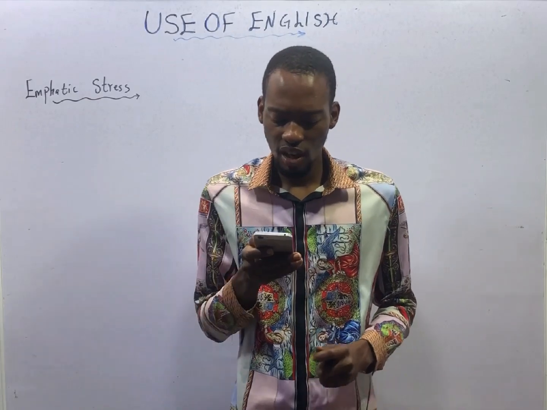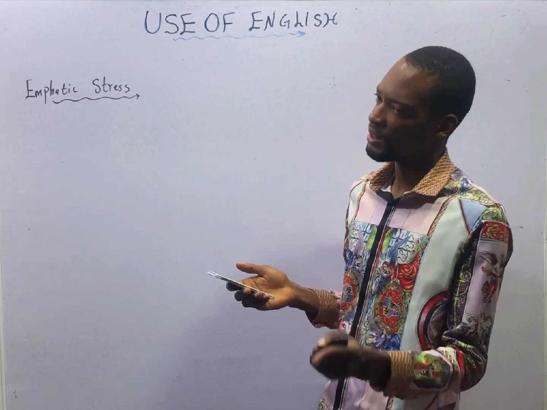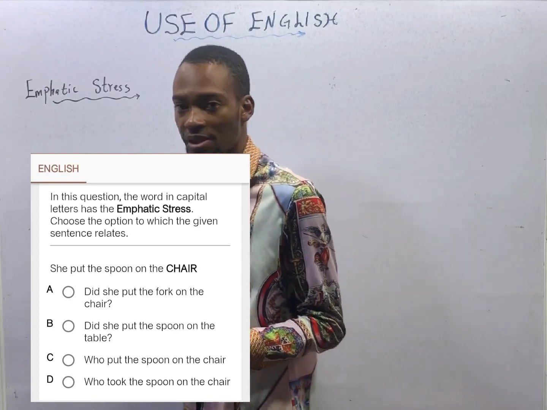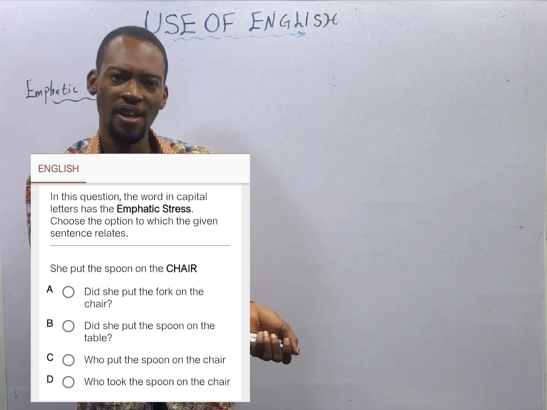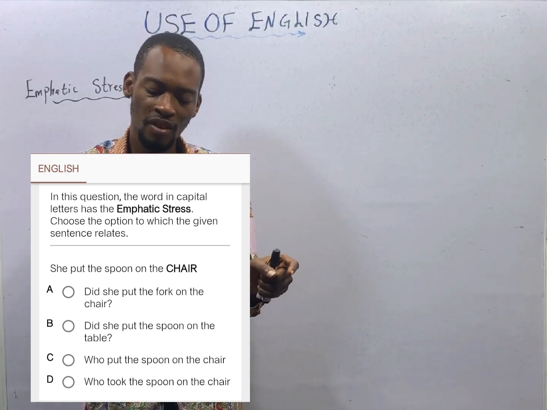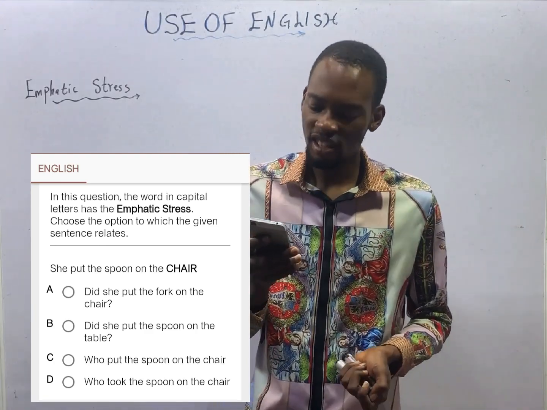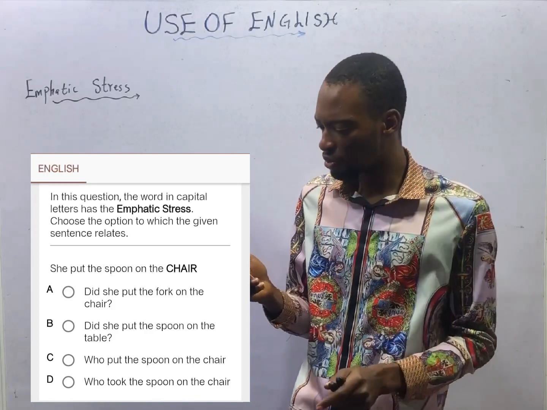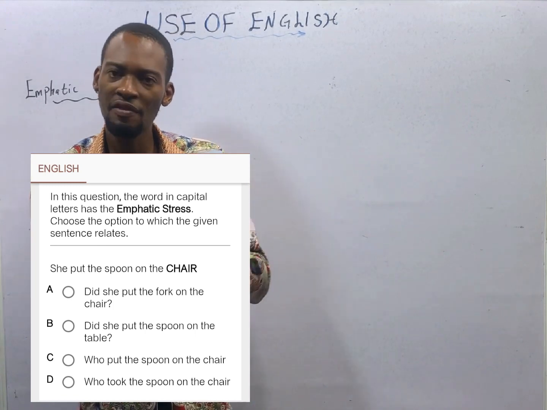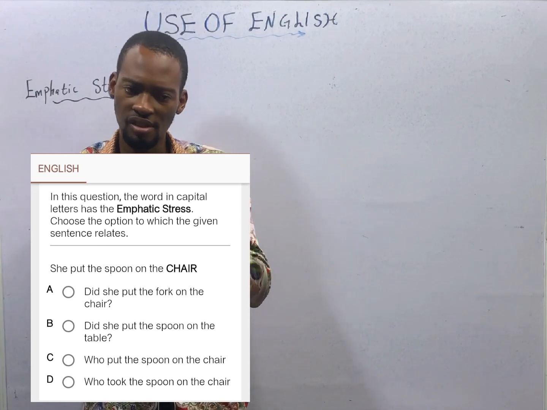And the next question says, she put the spoon on the chair. I did not say she put the spoon on the table, on the chair. Looking at A, there is chair in option A, chair in option C, and chair in option D. So they are wrong. Option B, did she put the spoon on the table? If I say, did she put the spoon on the table? You have the right to stress the fact that she put the spoon on the chair, not the table. So any option that repeats the stress word is wrong. And any option where every other sentence or word remains the same, the only thing that is changed is the emphatic stress, is correct.